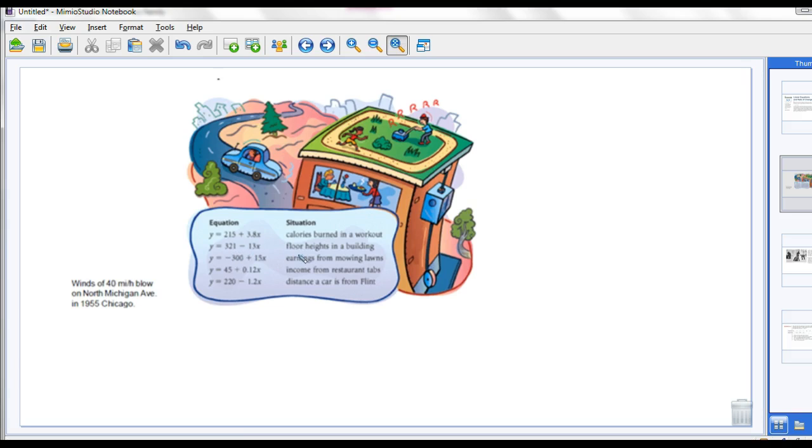321 minus 13x, floor heights in a building. They originally were at 321 meters and went down 13 meters every floor. The next one, earnings from mowing lawns: negative 300 plus 15x. Well, you had to spend some money before you can make money. So you were in the hole 300, but you gained $15 per lawn.